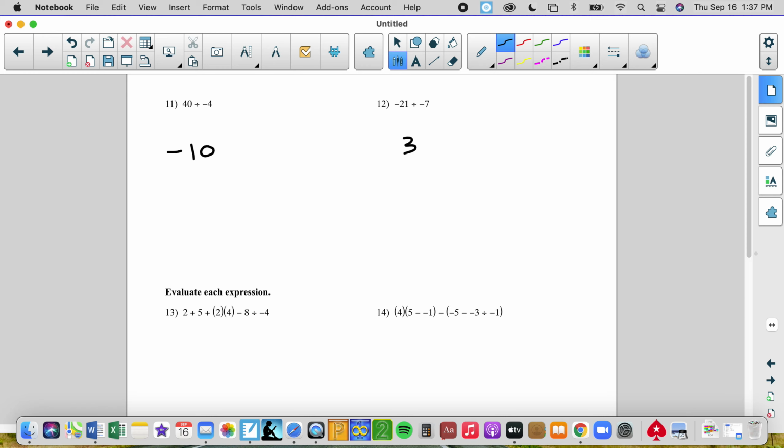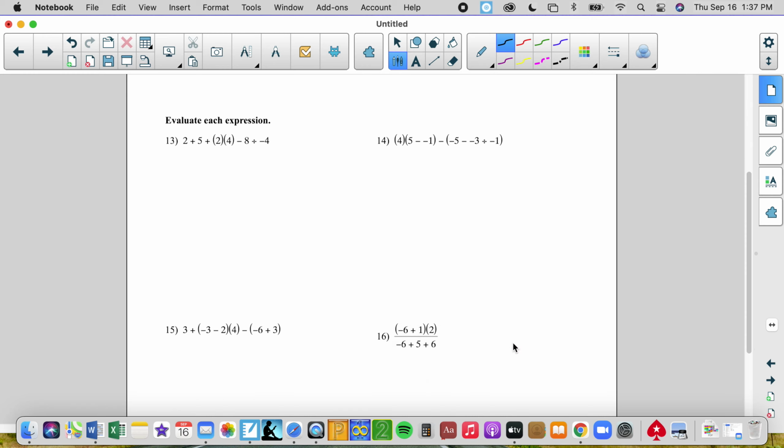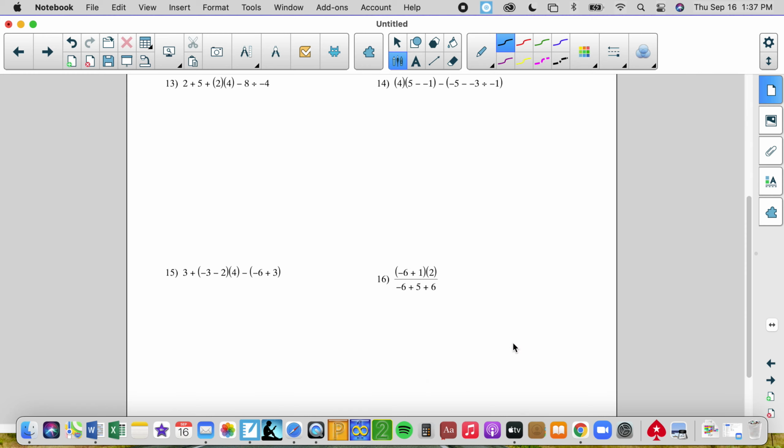Now, the bane of our existence, why we are here. So 13, 14, 15, and 16 gave the majority of the students an issue. So let's look at this logically. We have addition, we have multiplication, we have subtraction, and we have division. Addition, multiplication, subtraction, division. What are we going to do first?